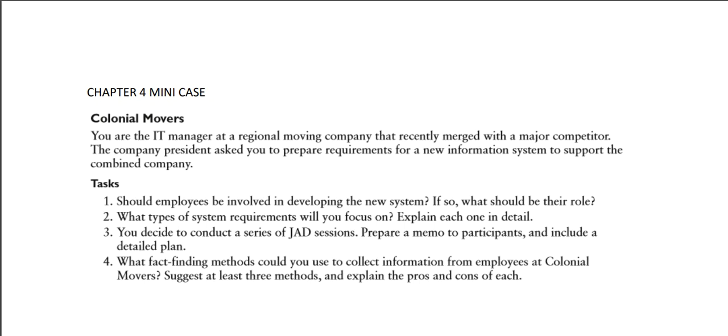So again, the background of this case is you're the manager in a regional moving company that recently merged with a major competitor. So the president asked you to prepare some requirements for the new information system to support the combined company. First, it was asking you, should employees be involved in developing the system? And if so, what should be their role?